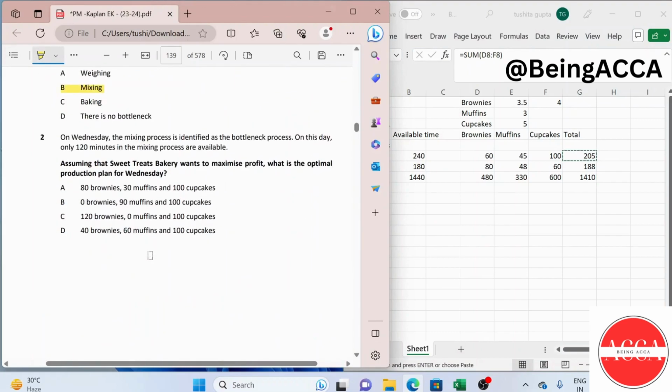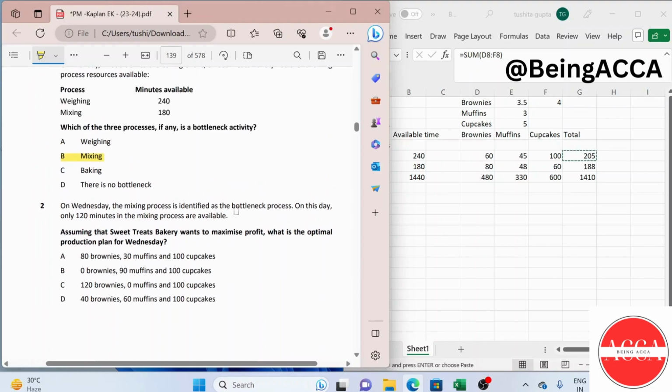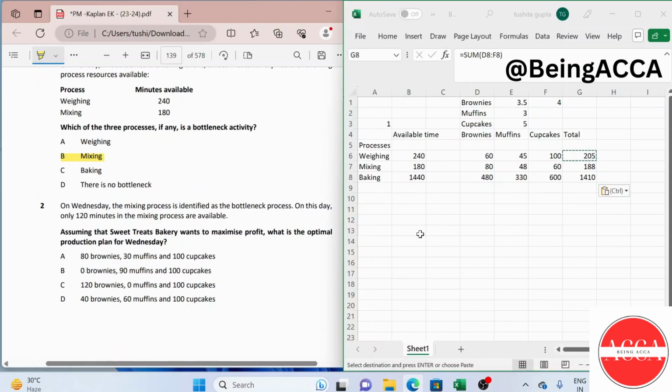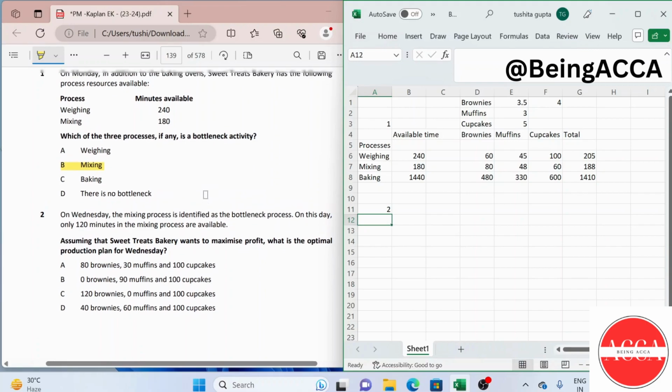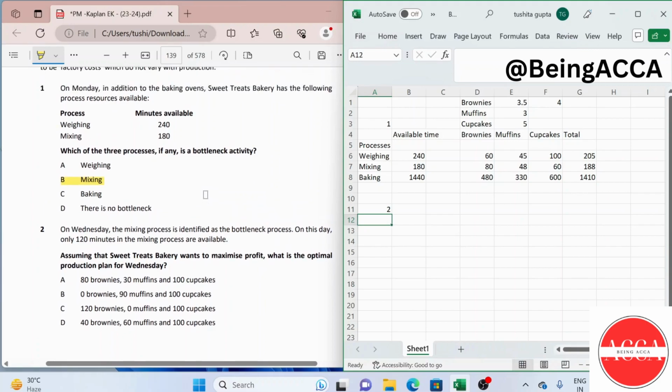Now let's go to the second question. On Wednesday, the mixing process is identified as the bottleneck process. On this day, only 120 minutes in the mixing process are available. Assuming that Sweet Treats Bakery wants to maximize profit, what is the optimal production plan for Wednesday? Alright, so now we know on this day, mixing is our bottleneck. So let's rank these products by how much we are earning per minute of mixing, and then we'll produce accordingly.